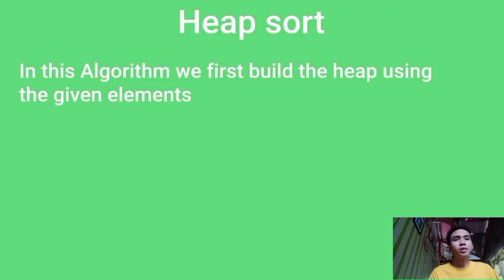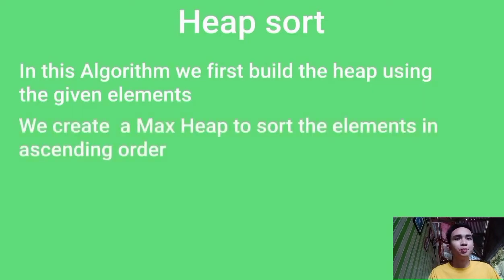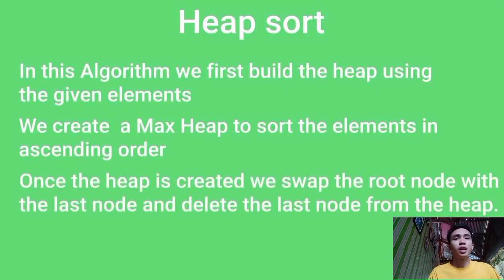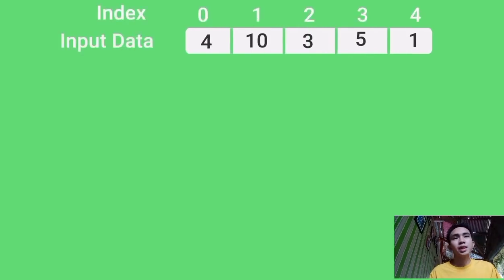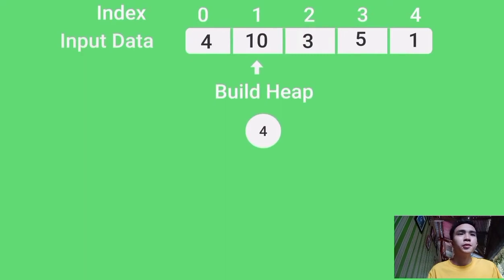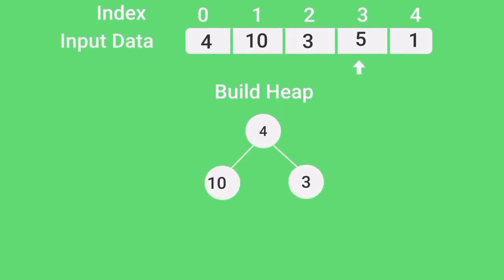Using the given elements, we create a max heap to sort the elements in ascending order. Once the heap is created, we swap the root node with the last node and delete the last node from the heap. And this is the input data: 4, 10, 3, 5, and 1.